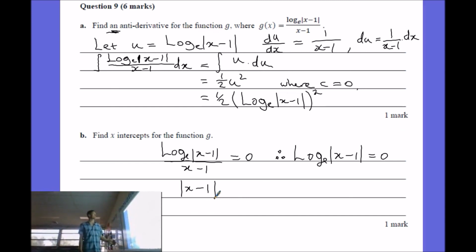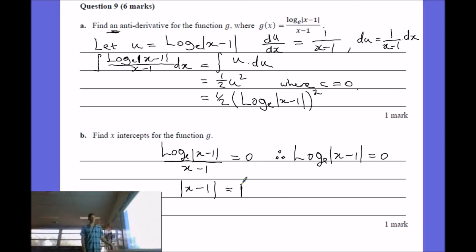We don't know what x is. X is assumed to be all real numbers. Okay, so that means this could be negative even. But now the modulus of x minus 1 is the value of e to the 0, which is the number 1.